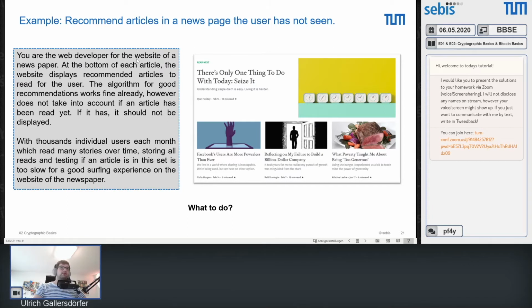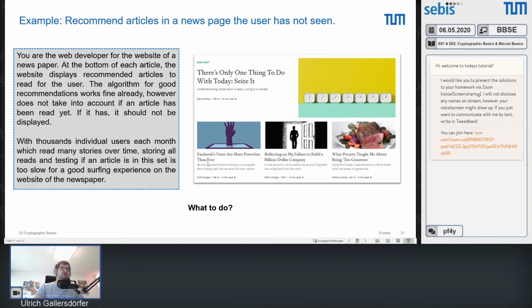You are a web developer for the website of a newspaper. At the bottom of each article, the website displays recommended articles to read for the user. The algorithm for good recommendations works fine already, however, it does not take into account if an article has been read yet. If it has, it should not be displayed. With thousands of individual users each month reading many stories over time, storing all reads and testing if an article is in the set is too slow for a good surfing experience on the website of the newspaper. So what should we do?